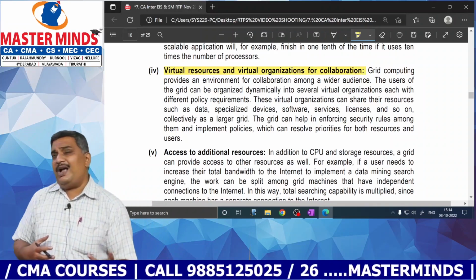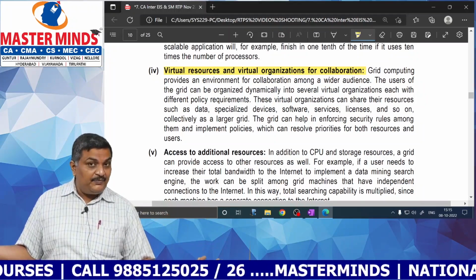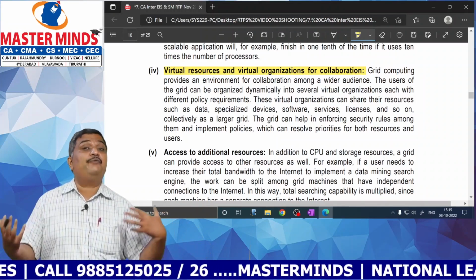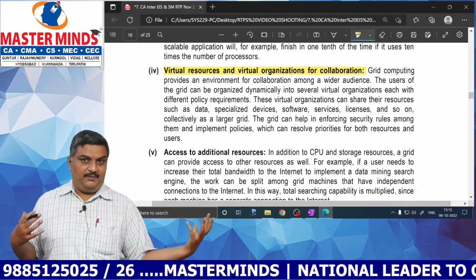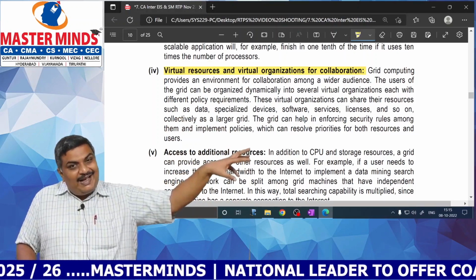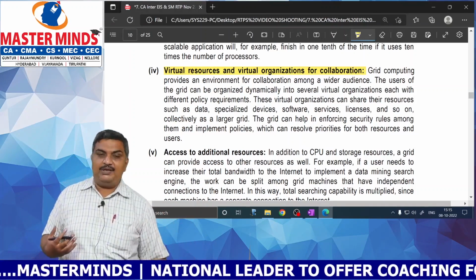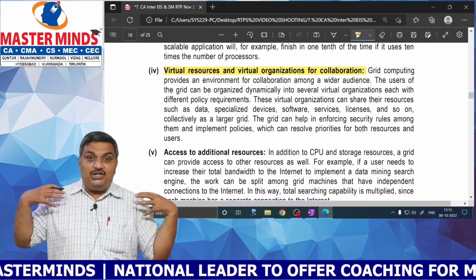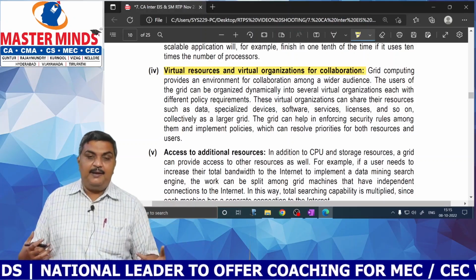In grid computing, I don't know with whom I am collaborating, but my work gets done. That is virtual collaboration. There is no physical collaboration. Everything happens through the network. My data is sent through the network and processed there, and I get it back. So virtual organizations, virtual collaboration, and I can share my license with others. Others can share their licenses with me.